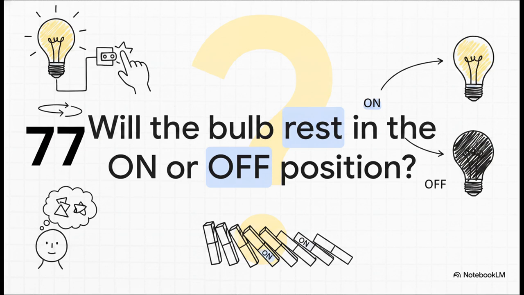Think about the starting state, think about what a single toggle actually does, and most importantly, think about the parity of the number 77. Use the tools we built today, and you won't even need to flip a single switch to know the answer.